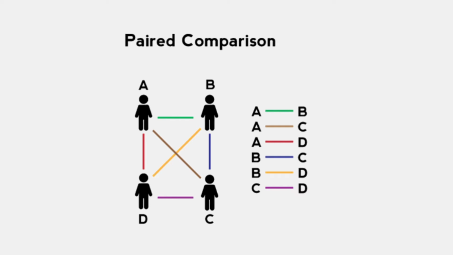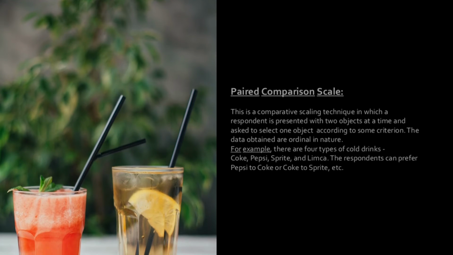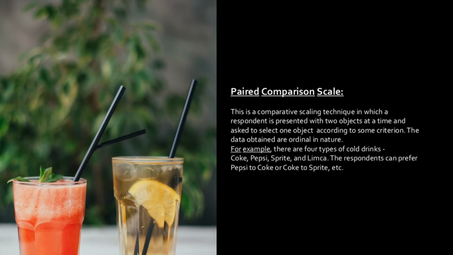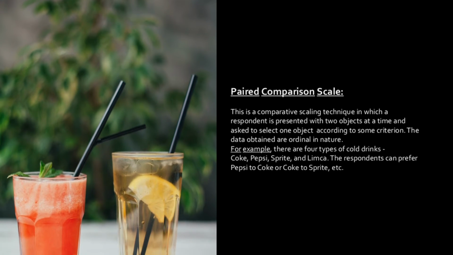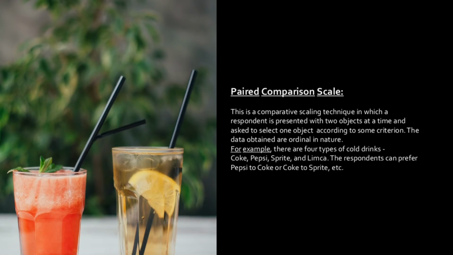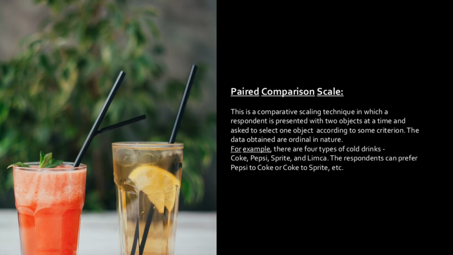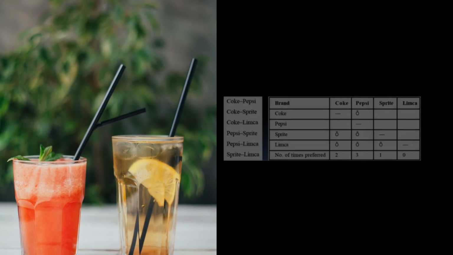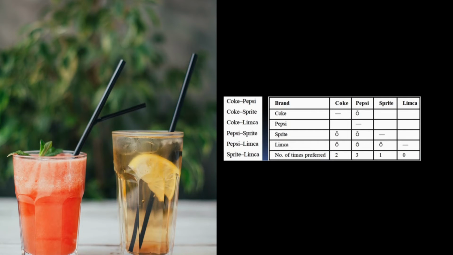So a lot of permutation and combination is there, which can give you a glimpse of how the paired comparison can be done. This is a comparative scale technique in which a respondent is presented with two objects at a time and asked to select one object according to some criteria. So this is exactly what the paired comparison scale is, and the data obtained are ordinal in nature. I have already talked about this. There are four types of cold drink. This is one of the examples we are going to take here, which can give a glimpse of what exactly the paired comparison scale is.